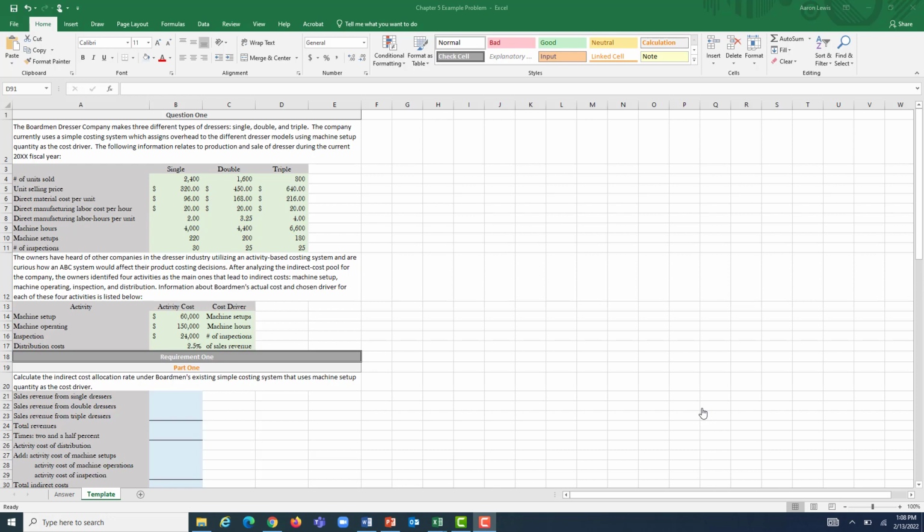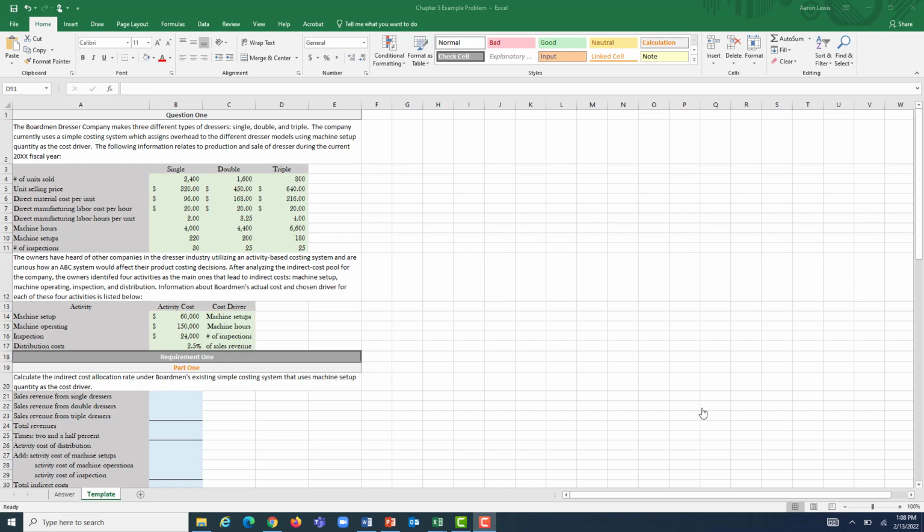So they bunch all of those indirect costs into one giant pool, and then they spread it out using one driver, and the driver that they have for their existing system is the quantity of machine setups that each model takes. They have all of the following information, as you can see in that first chart, related to what happened during the 20XX fiscal year.